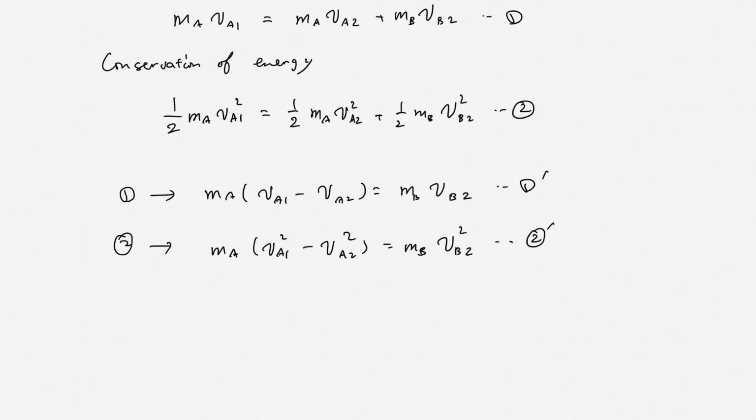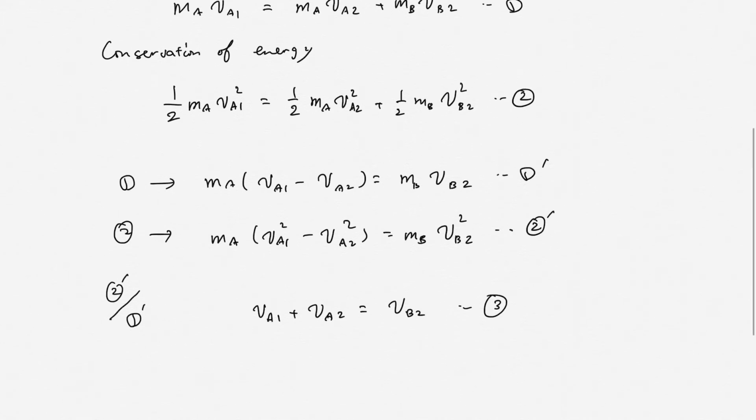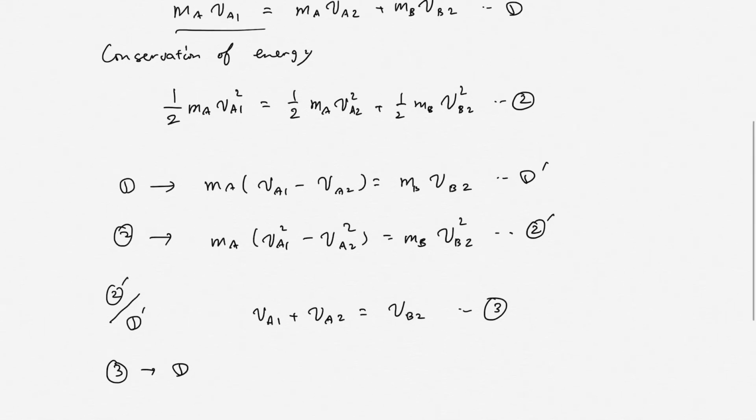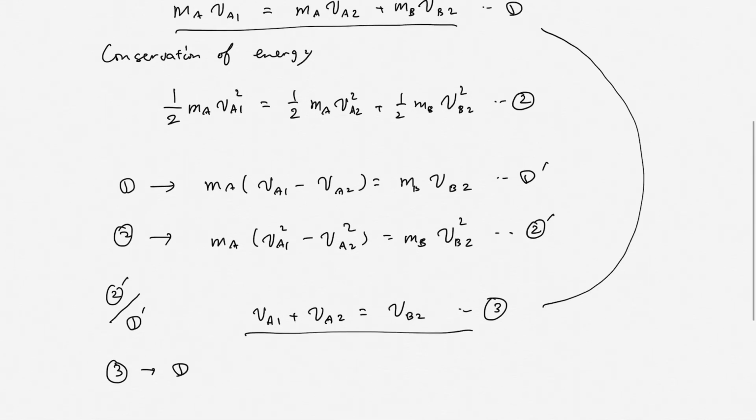And then we consider the modified version of equation 2 divided by the modification of equation 1. Dividing these two equations, it becomes v sub a1 plus v sub a2 equals v sub b2. This is equation 3. Good, name it. Then we can substitute equation 3 into equation 1.